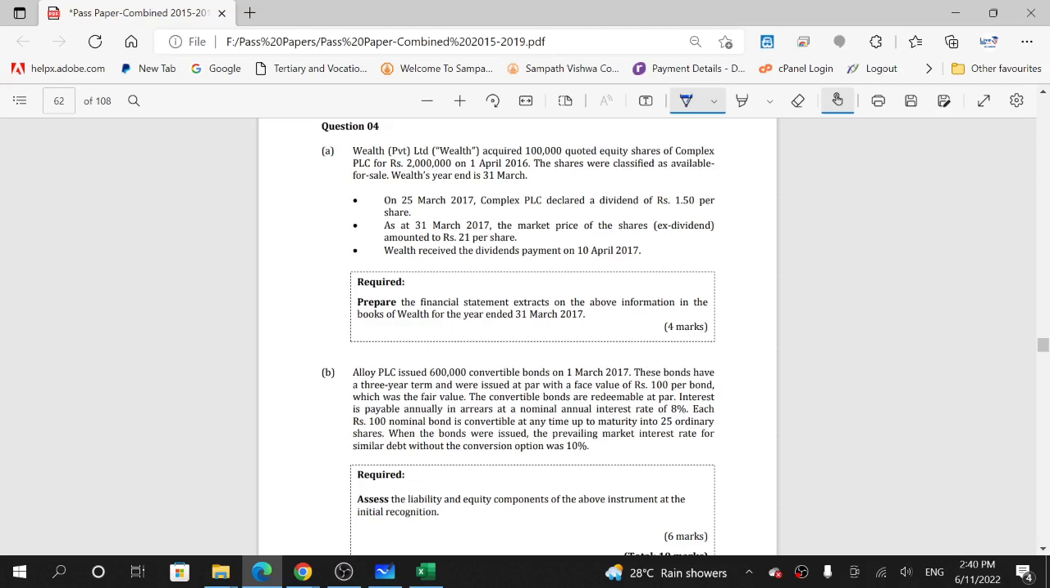So this is a fair value through OCI financial asset. They have purchased these shares by spending 2 million rupees. Initially, by the time they purchase, these are quoted shares. So they have purchased these 100,000 quoted equity shares by spending 2 million, which means one share price is 20 rupees.